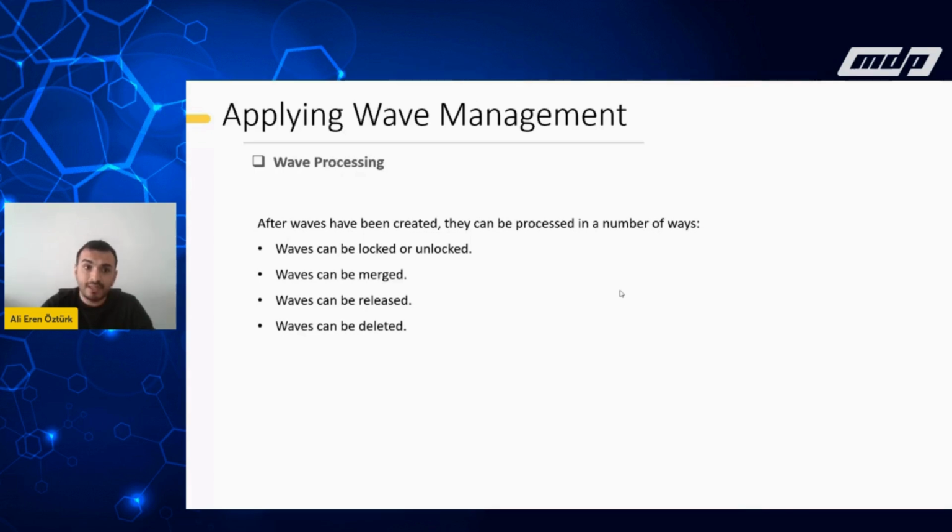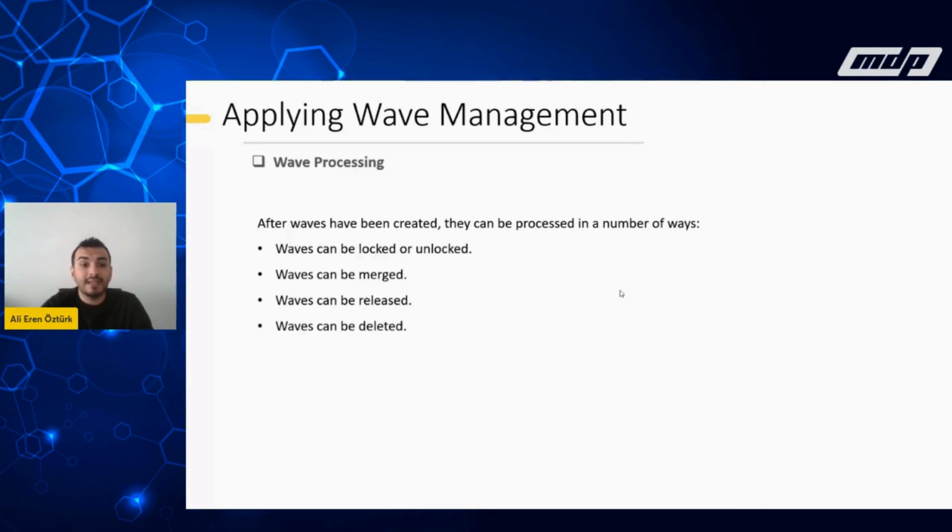Also, waves can be merged, which means that if you have multiple waves, yet you want to combine them as well, not only the warehouse request items, but the waves that include various warehouse request items, you can merge them under one wave, and then again, with one click, create your warehouse task.